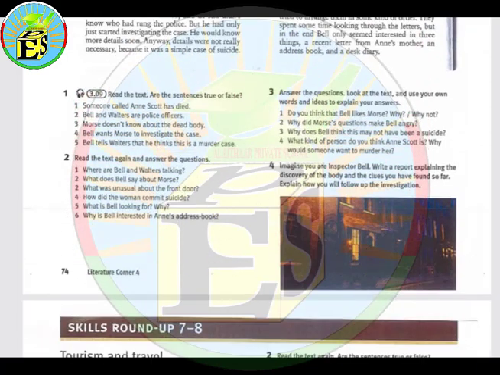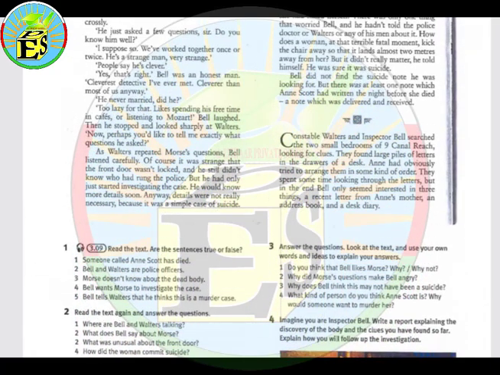Exercise 2. Read the text again and answer the questions. We have here 6 questions, so please read them carefully and underline the answers in the text. You have enough time? Go ahead. Have you finished? Let's check your work.